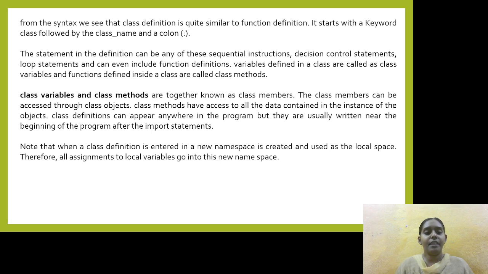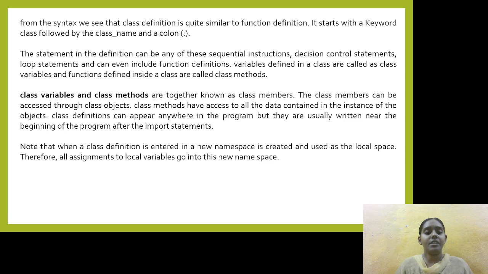The statements in the definition can be any of these: sequential instructions, decision control statements, loop statements, and can even include function definitions. Variables defined in a class are called class variables, and functions defined inside a class are called class methods. Class variables and class methods are together known as the class members. The class members can be accessed through class objects, and the class methods can have access to all the data contained in the instance of the object.